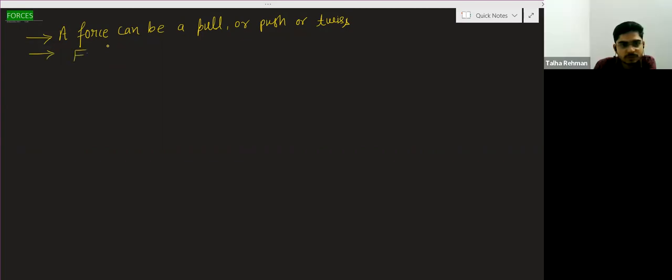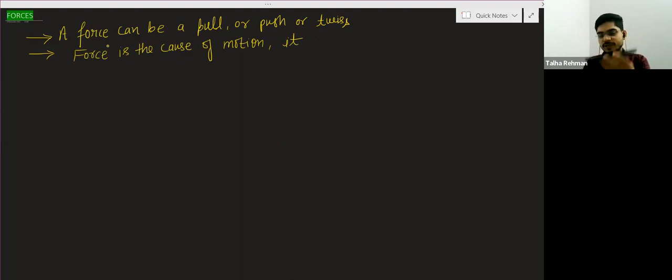Second point. Force is the cause of motion. It can change the speed of an object. This mobile phone is initially at rest. Now I am applying a force, and this mobile phone is moving. The cause of the motion is the applied force. So force is the cause of the motion.